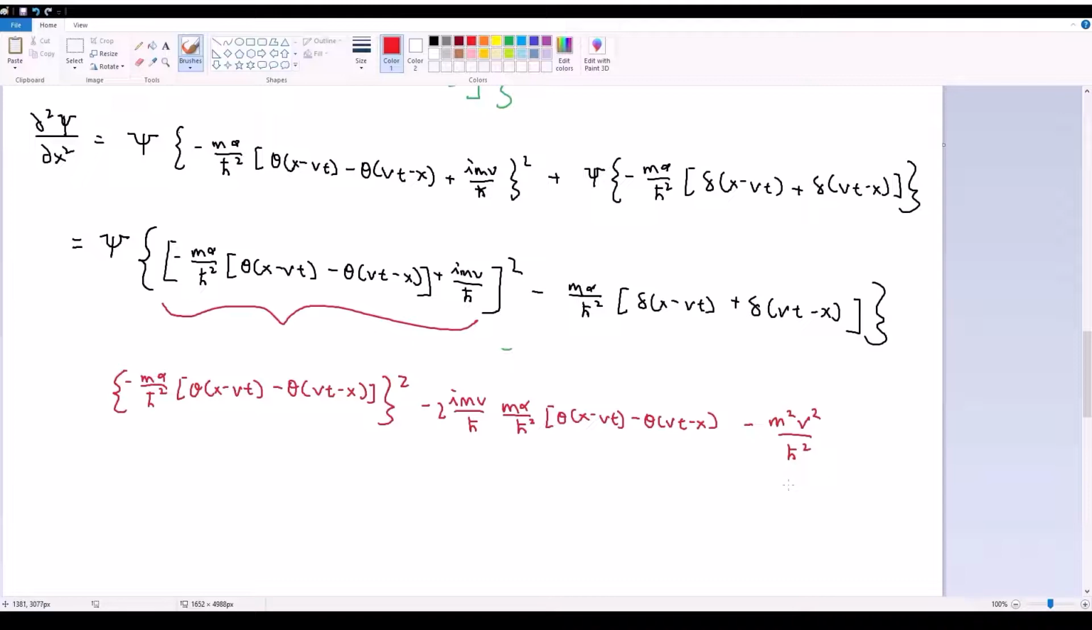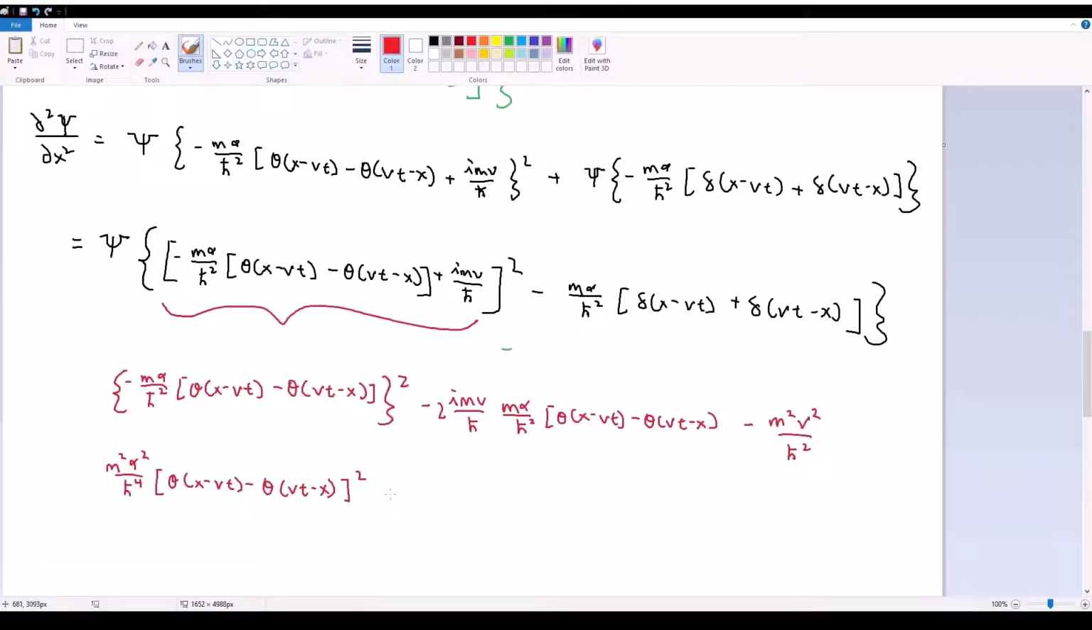Okay, let's see, what does this give us? This is going to give us at the front m squared alpha squared over h bar to the fourth times theta of x minus vt, minus theta of vt minus x, squared.